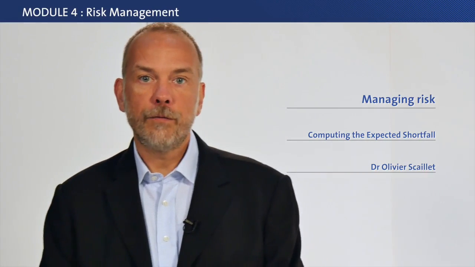Now that we have defined formally what the expected shortfall is, let me explain how we can compute the expected shortfall in practice. As we saw with the value at risk, we have two main approaches: the variance-covariance approach, which is based on the assumption of Gaussian returns, and the historical approach. Let me first focus on the variance-covariance approach.